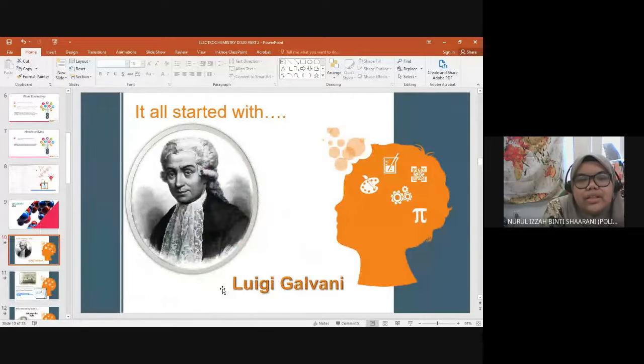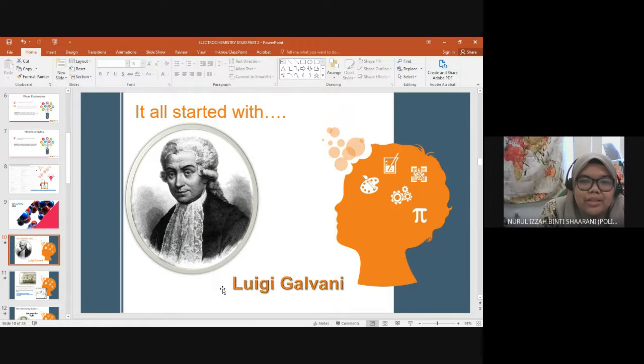For the galvanic cell, previously in your experiment, you already did the setup of a galvanic cell. But first of all, before we proceed with the calculation, with the setup of the cell and so on, we are going to take a look at the history of the galvanic cell first. The galvanic cell is a basic concept for us to produce electrical energy.